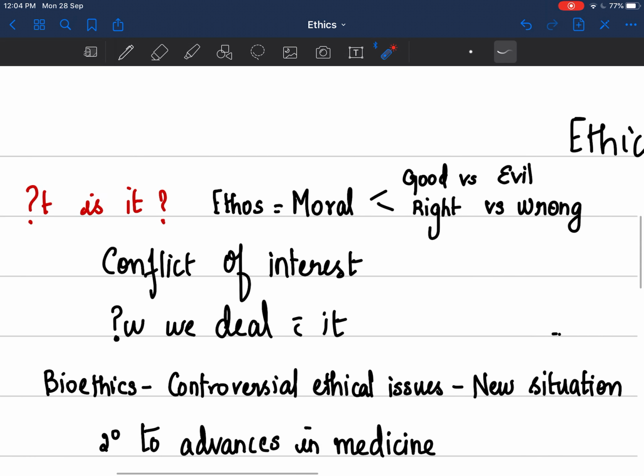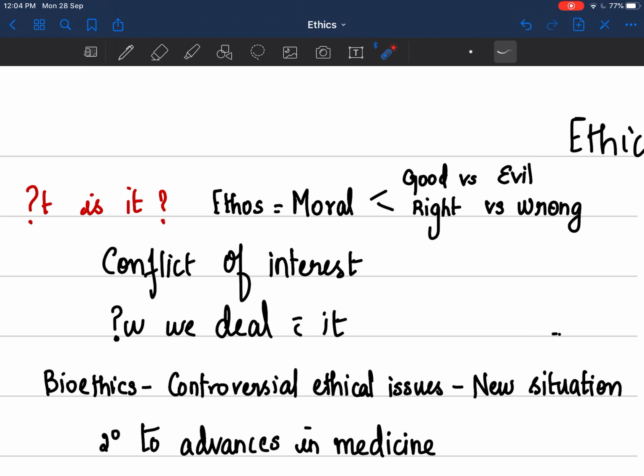See, ethos means moral. Moral is the inner compass that you have and which says whether what you are doing, or your motive, is good or evil, and whether it is right or wrong. And it's okay to have conflicts of interest whenever you are doing something, but the way you deal with it is going to decide whether you are doing it in a moral or immoral way.